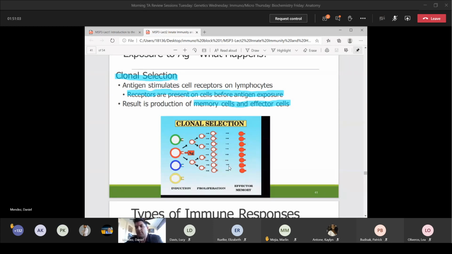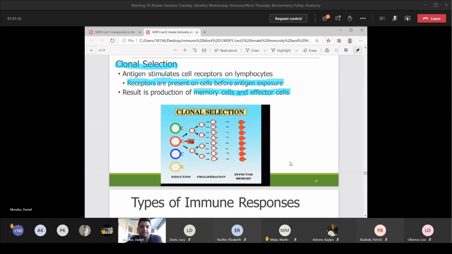It can occur with B or T cells. So we'll get into it more. Like I said, she kind of just threw it out there, but they'll get into it more. It does occur with B or T cells. Just depends on what we need.